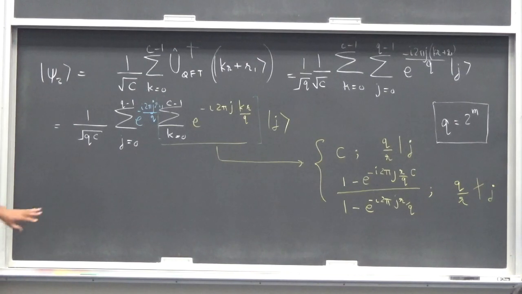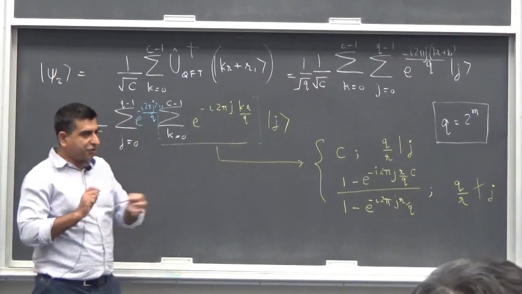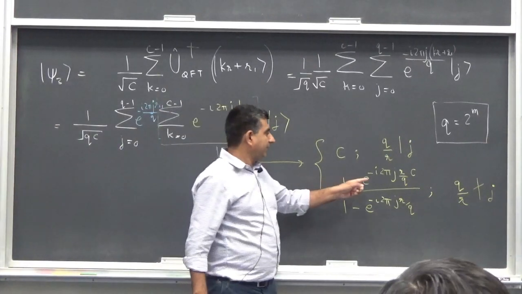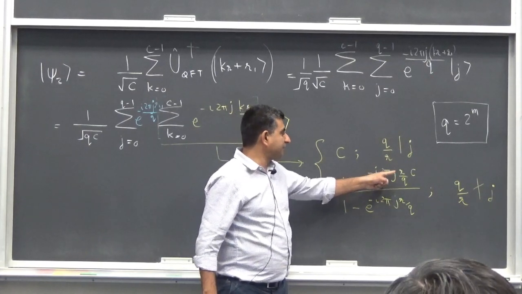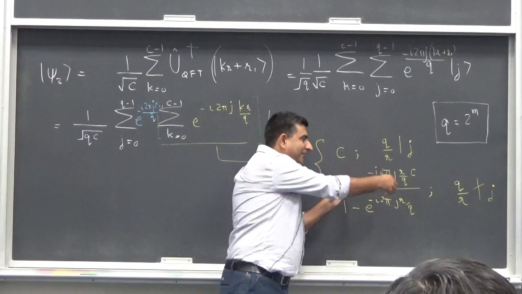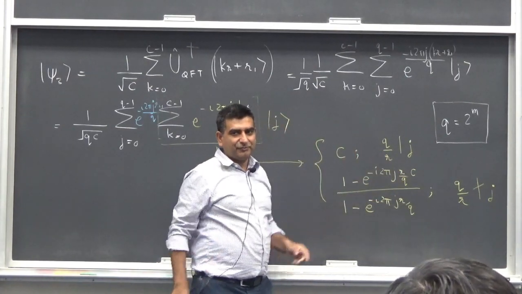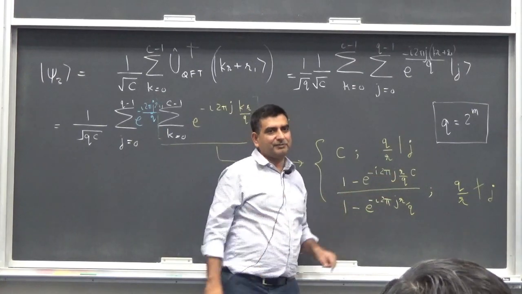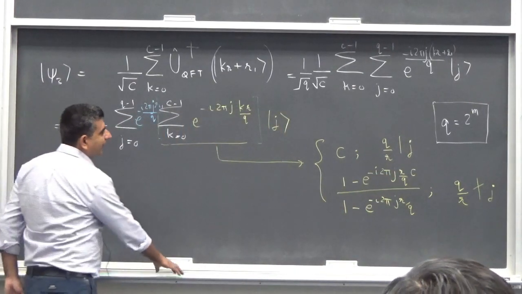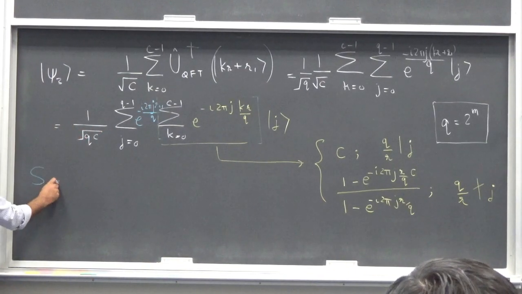So this is a geometric series, right? In which the ratio between two successive numbers is e raised to minus i 2 pi j r over Q. And I take the power with respect to the number of terms, and there are C such terms. So the power goes into the exponent. If you like remembering formulas, I think this is the formula for a geometric series.